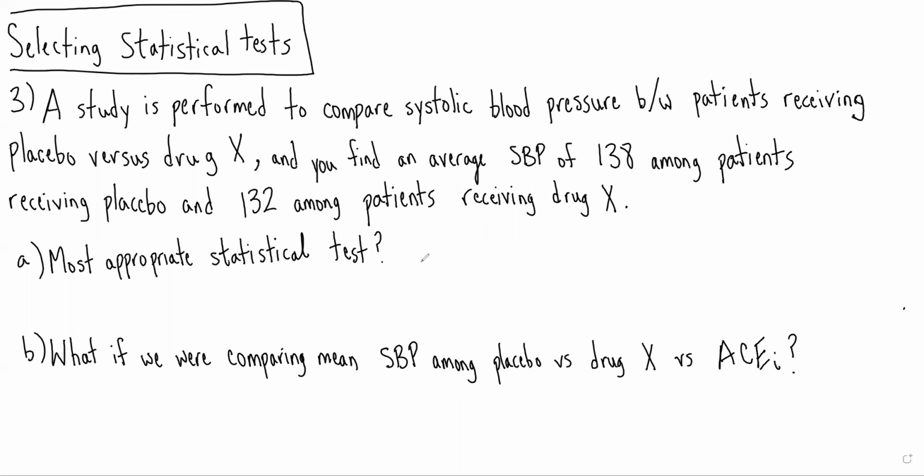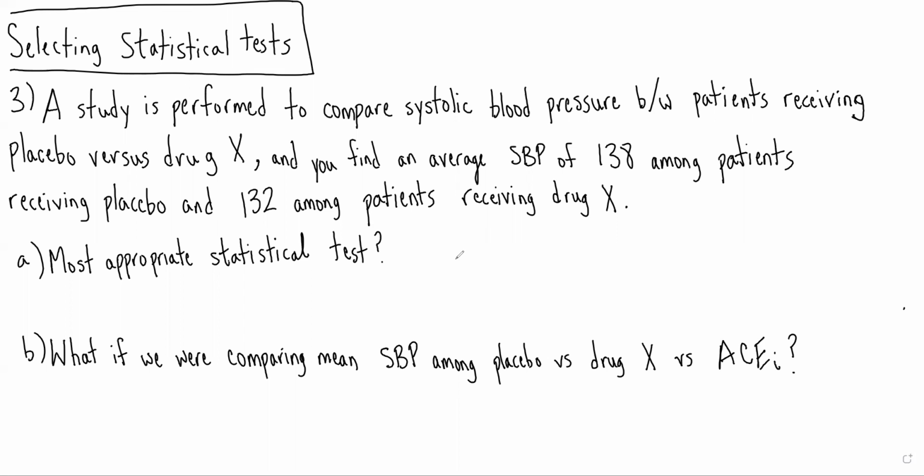Again, in these situations, there are three real scenarios to consider. One is comparing mean values between groups. Two is comparing count data or categorical values between groups. And three is assessing the relationship between two variables.